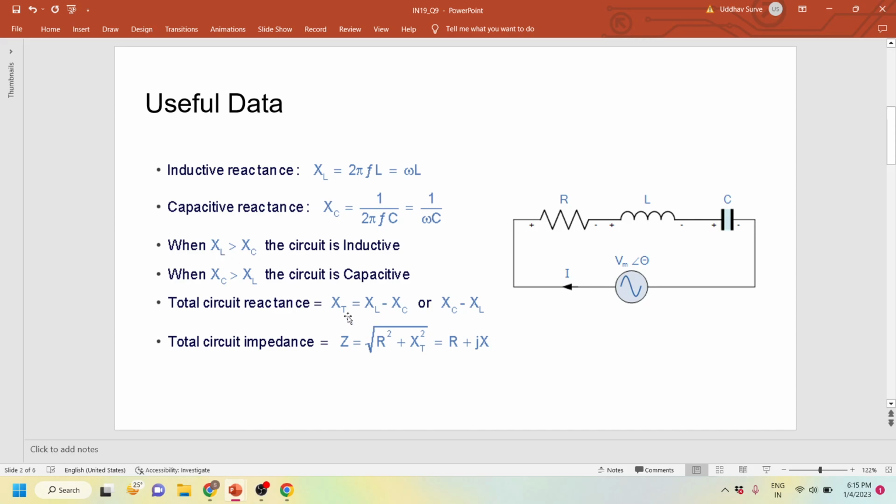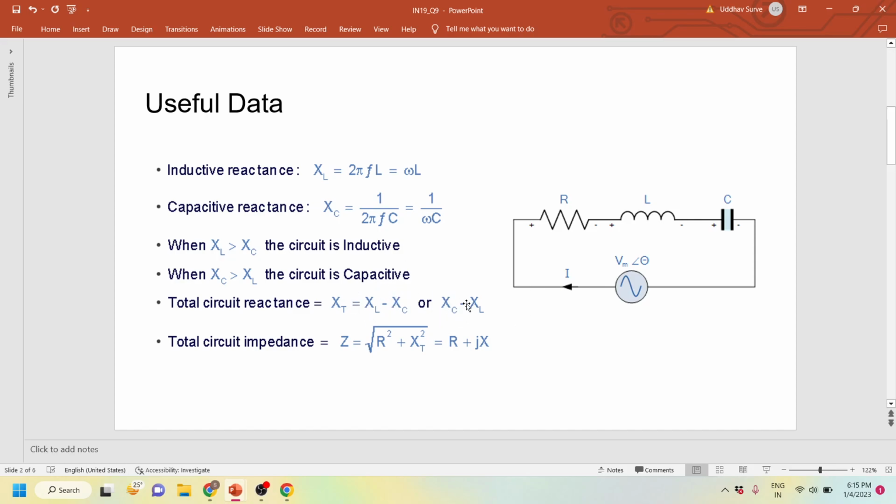So it is obvious that when XL is greater than XC, the circuit is inductive, and when XC is greater than XL, the circuit is capacitive. The total reactance of the circuit, from basic power systems or networks theory, is XT equal to XL minus XC. This is the normal convention which we follow.